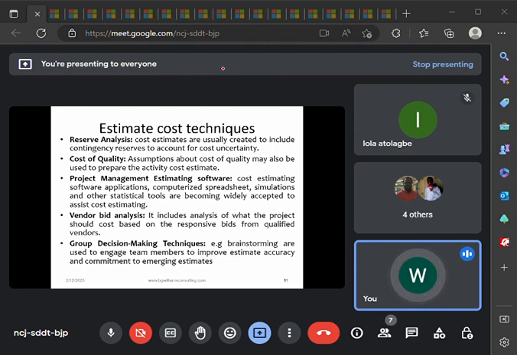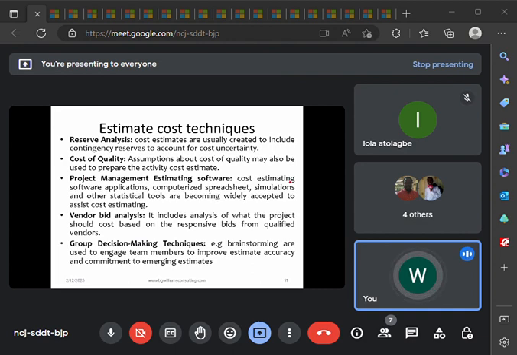Reserve analysis, I will still talk about it, but I would like you to note that reserve analysis in simple terms simply means the amount of money that you need to keep aside to take care of your uncertainty. Note it somewhere. And we have two types of reserve analysis: the contingency reserve and the management reserve.